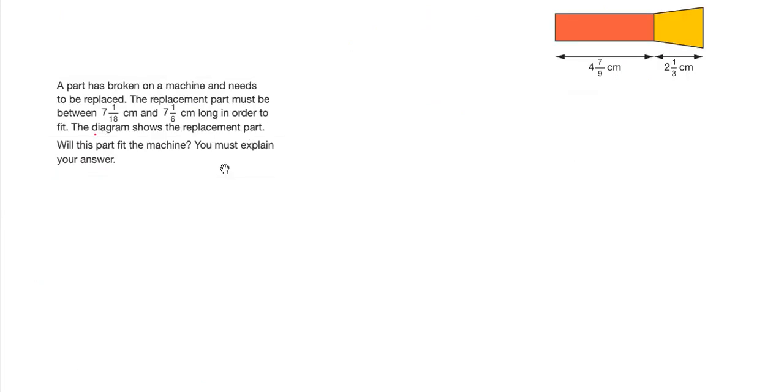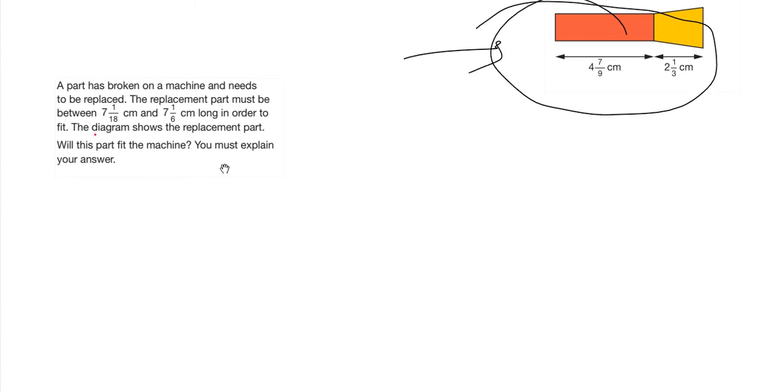So the last example involving adding or subtracting fractions. A part has broken on a machine and needs to be replaced. The replacement part must be between 7 and 1/18 centimeter and 7 and 1/6 centimeter long in order to fit. The diagram shows the replacement part. Will this part fit in the machine? You must explain your answer. Okay, we have to add them all together. First of all, we need to convert them into improper fractions.